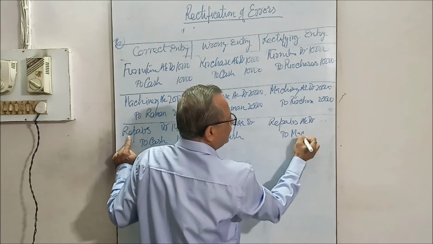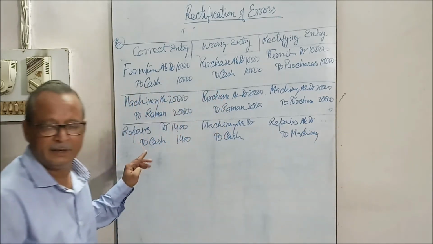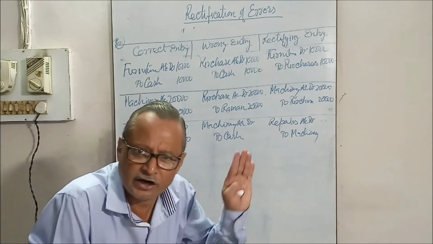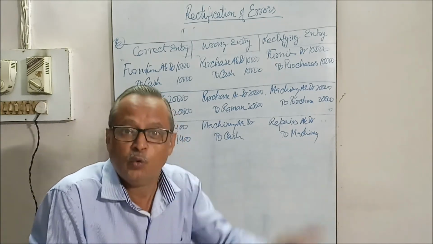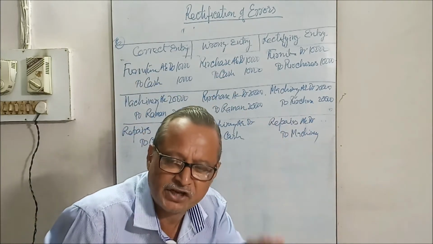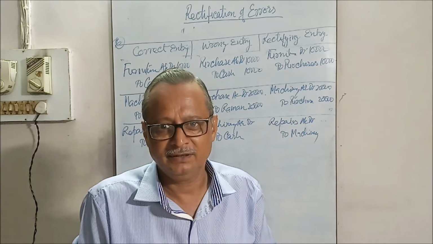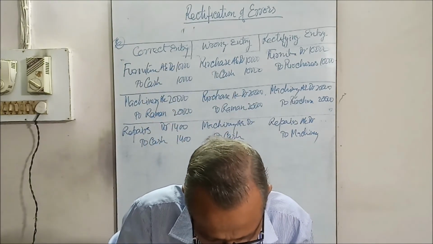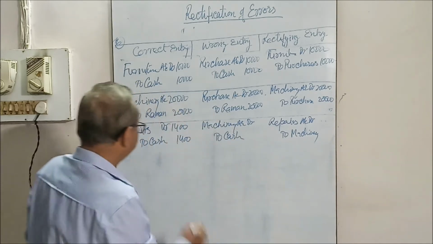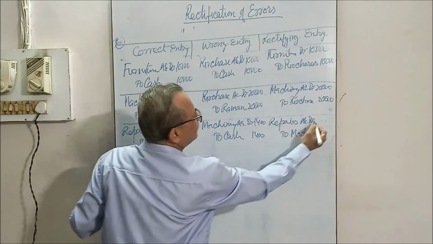To machinery is not there, but it is ordinary repairs. But if the repairs have been made just after purchasing the machinery, then it becomes capital expenditure. You have already studied capital expenditure and income expenditure. 1,400.